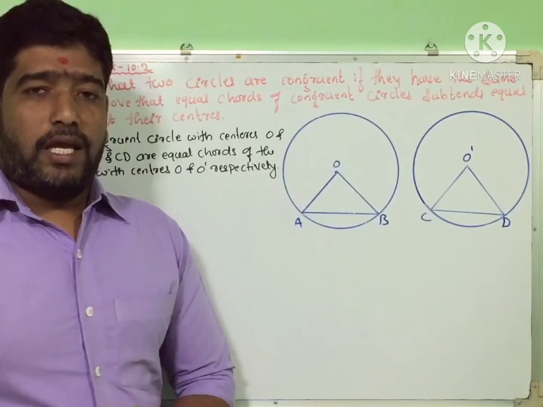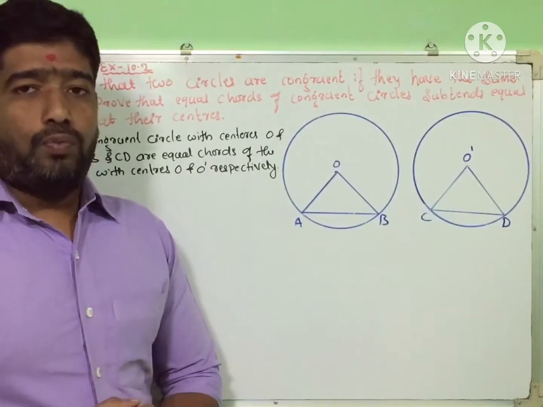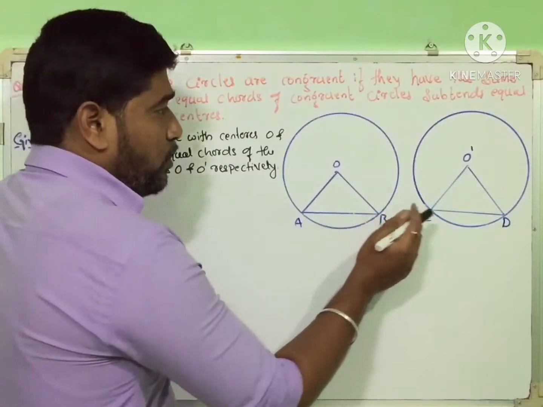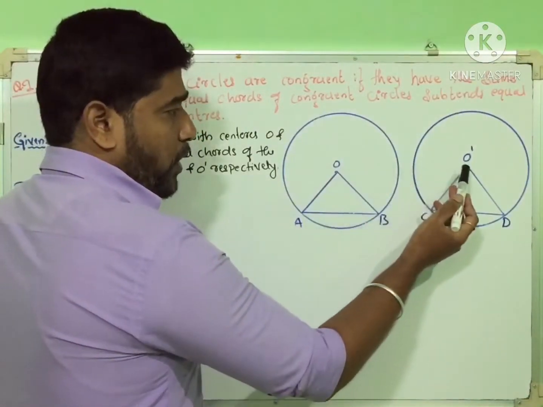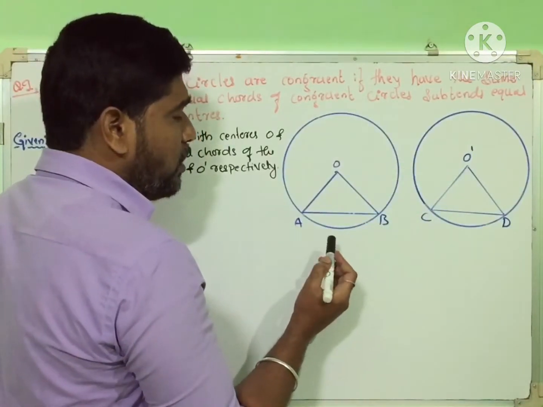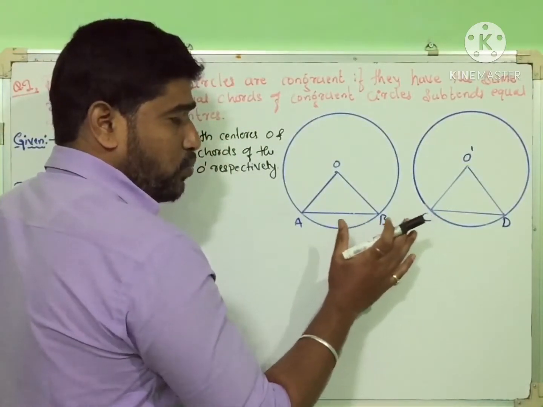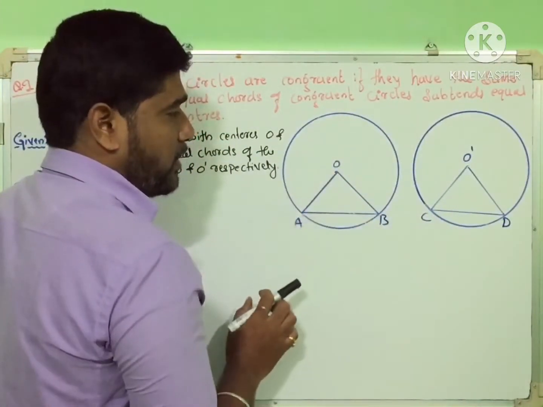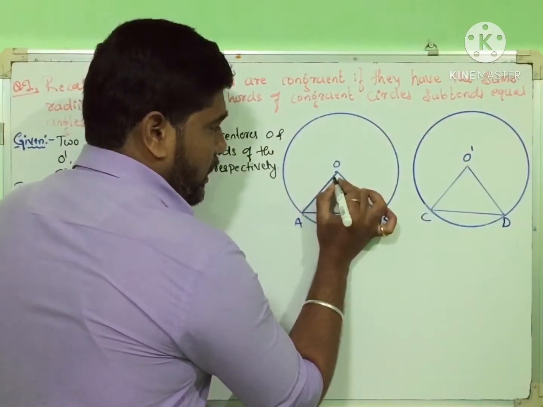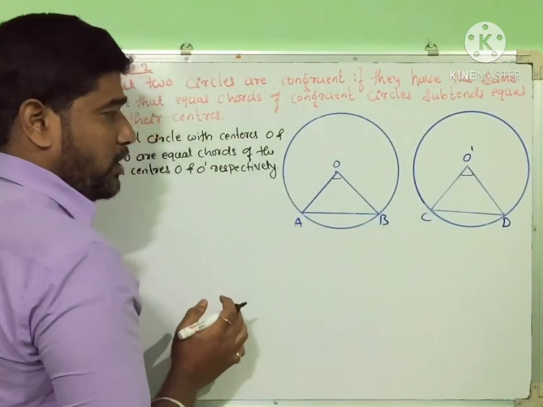And in congruent circles they have equal chords, and we want to prove here that the equal chords subtend equal angles. See here two circles are there, O and O dash are the centers of the two congruent circles. So here AB and CD are the chords, and these two chords are equal in length. So we want to prove that the subtended angles at the center, these two angles, are equal to each other, right?